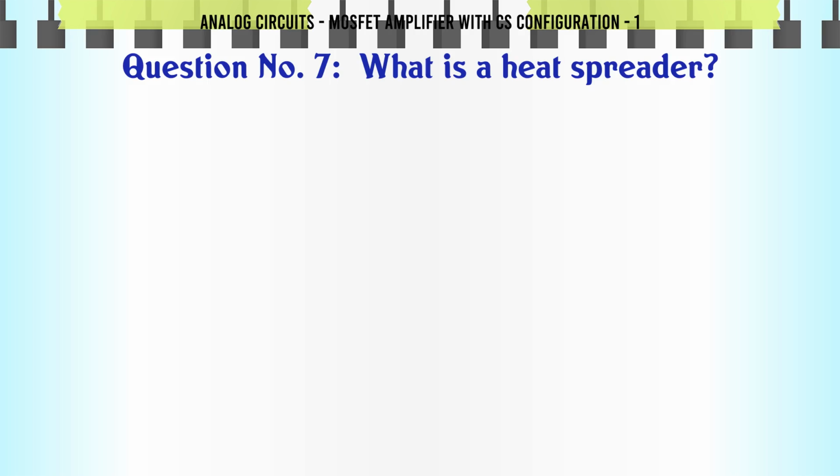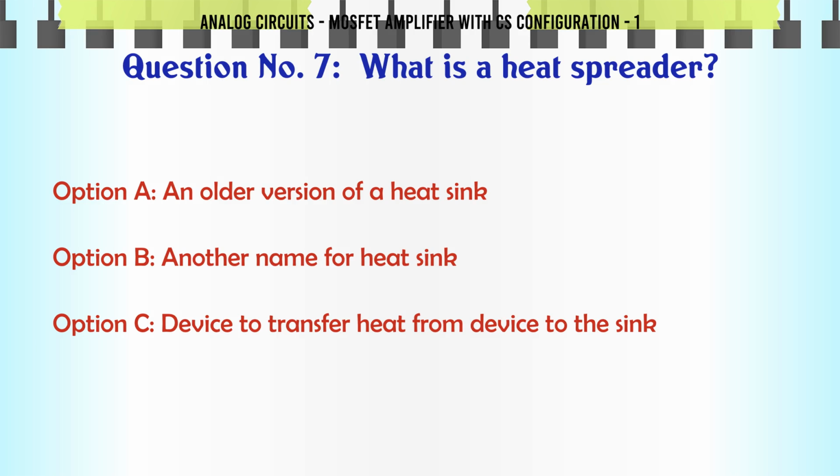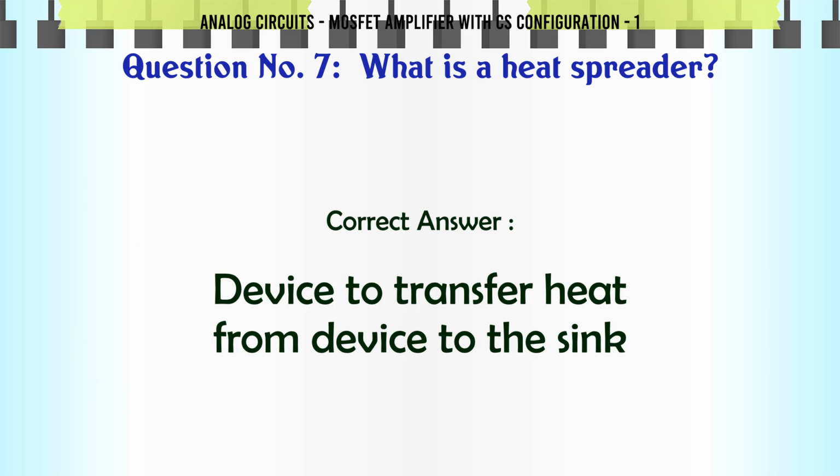What is a heat spreader? A, an older version of a heat sink. B, another name for heat sink. C, a device to transfer heat from the device to the sink. D, a connector for coolant to flow. The correct answer is a device to transfer heat from the device to the sink.